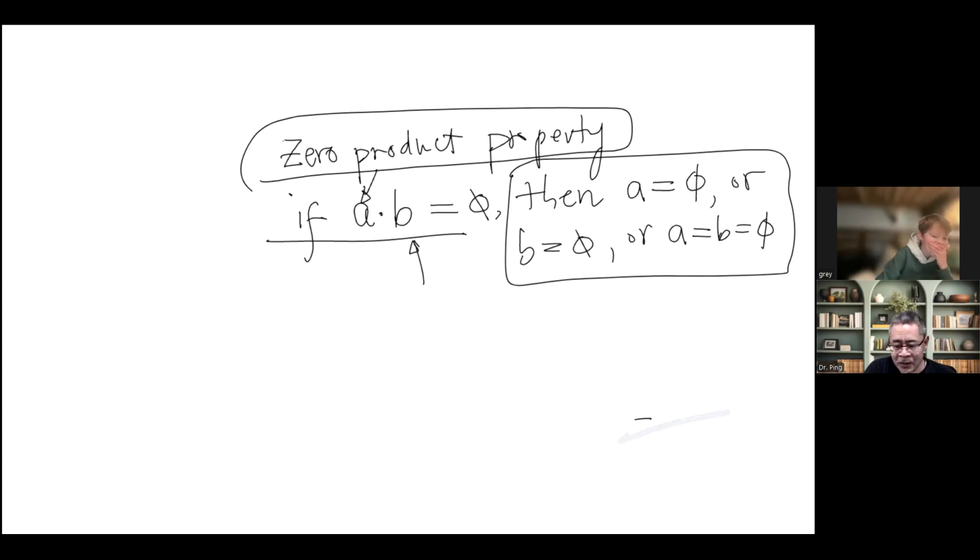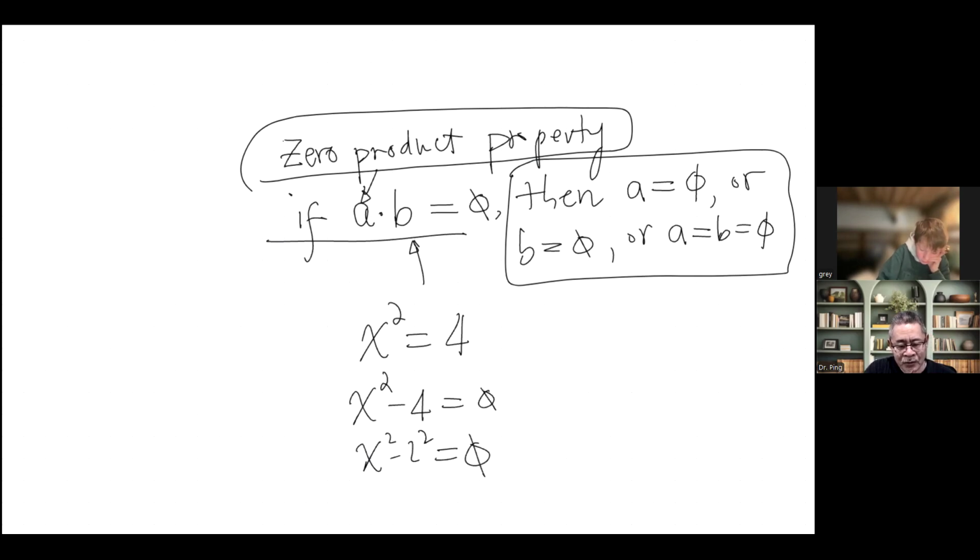Okay, let's look at another example: x squared equal to 4. Again, we can rewrite this as x squared minus 4 equal to 0, and that is x squared minus 2 squared equal to 0. And now we know that we can break this into x plus 2 times x minus 2 equal to 0.